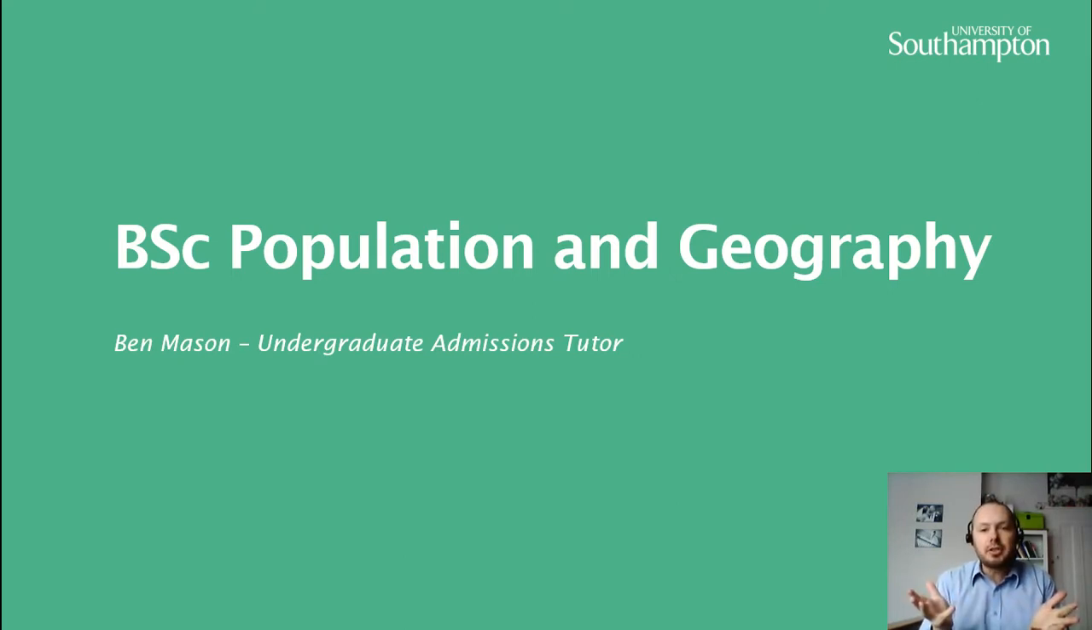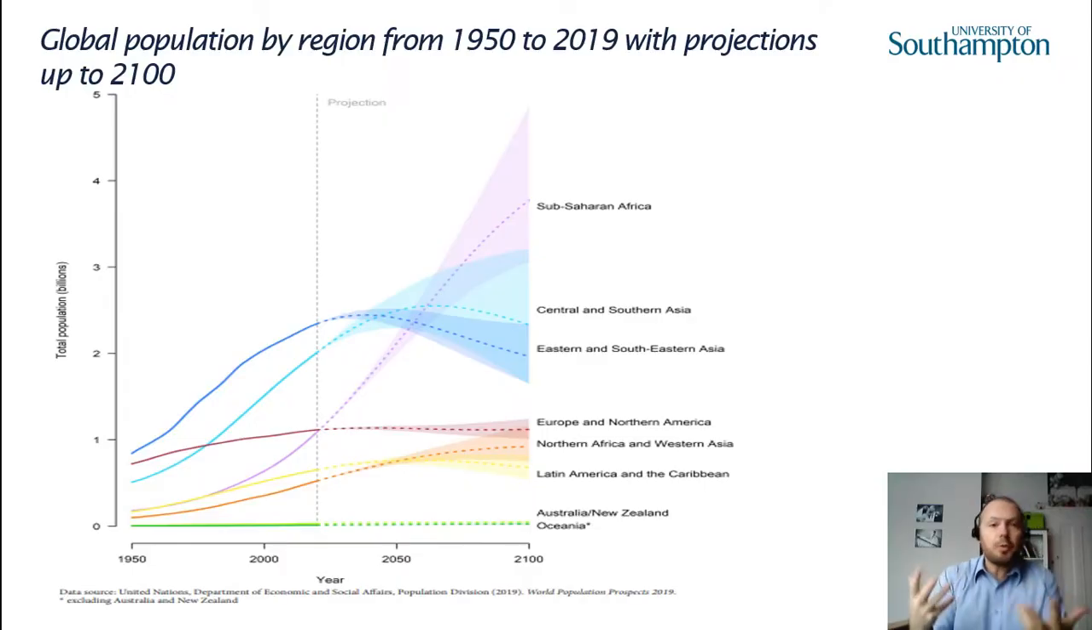So I suppose we should start actually with that question: what is population and geography? What are we interested in? Well, I suppose what we're fundamentally interested in, what really gets us going, is population change. That is the fundamental basic of what we're really interested in. But that actually doesn't really quite capture it, because what we're really interested in is why populations change and how populations change, and really importantly, what are the implications of those changes.